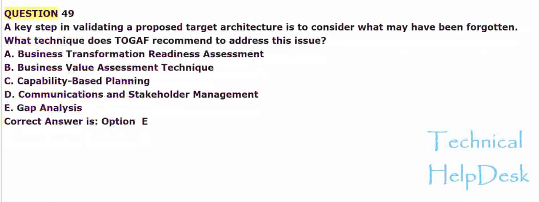Question 49. A key step in validating a proposed target architecture is to consider what may have been forgotten. What technique does TOGAF recommend to address this issue? A. Business Transformation Readiness Assessment. B. Business Value Assessment Technique. C. Capability-based planning. D. Communications and stakeholder management. E. Gap analysis. Correct answer is option E.